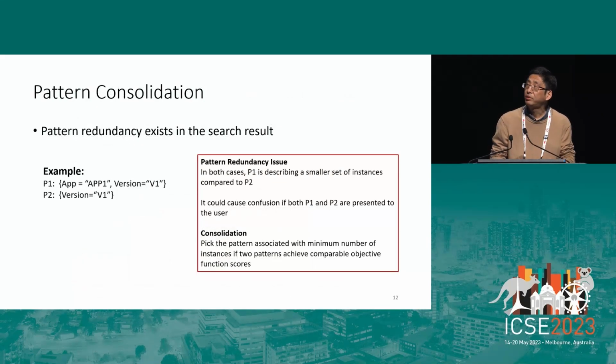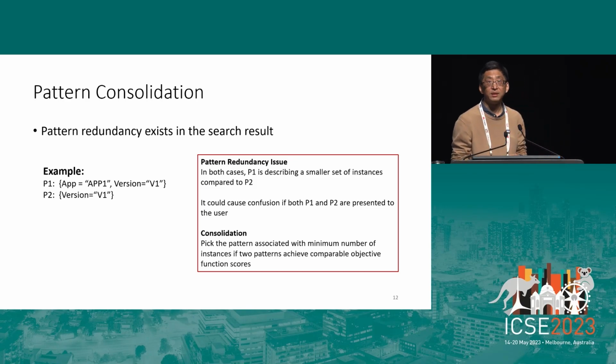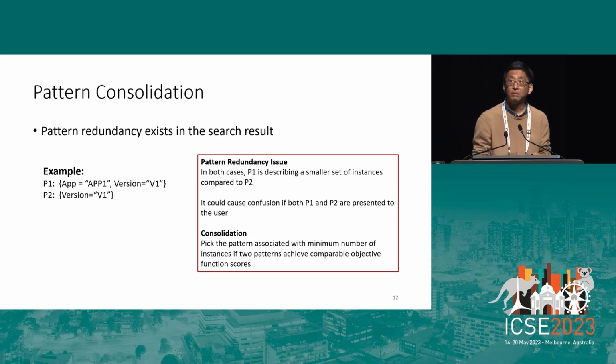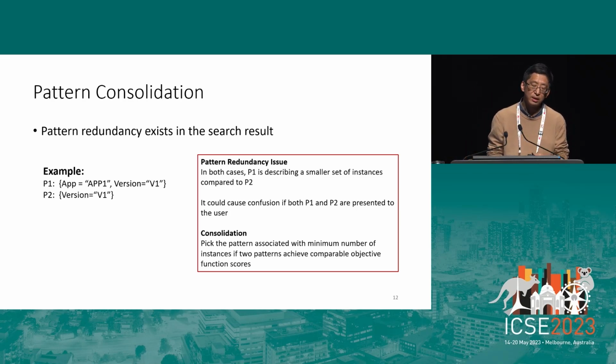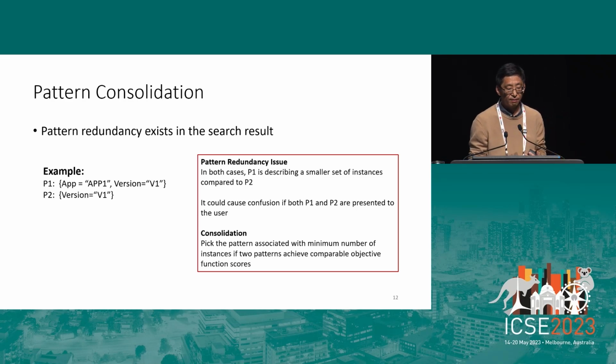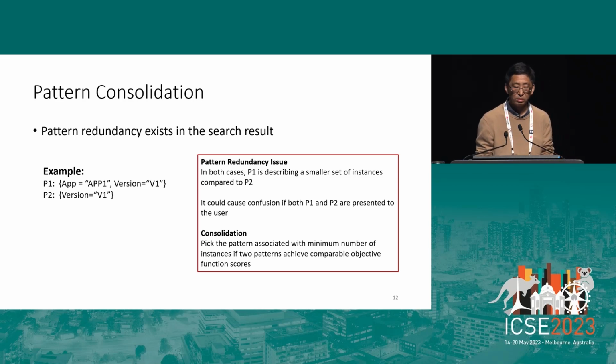Okay, so then after we obtain some candidate patterns, we do this consolidation. Basically, there are some redundancies among the returned results. For example, the value of APP is APP1, the value of version attribute is V1, and the other pattern is version is V1, right? So then in this case, we could reduce the number of returned patterns. We could consolidate them. So the reduced pattern is only P1, not P2. If we just return P2, then many false positives will be returned to the developers. So the P1 is the actual result we are looking at.